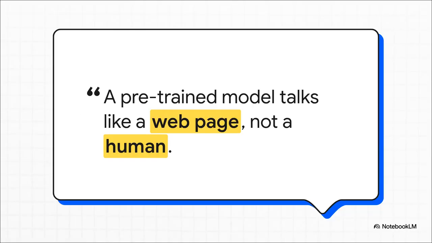And this quote just nails the problem perfectly. A raw, pre-trained model is really just a glorified text completion engine. If you ask it, how do you make a pizza? It might just finish the sentence with, for a family of 6. It doesn't understand the idea of a conversation. It has to be taught how to be helpful.